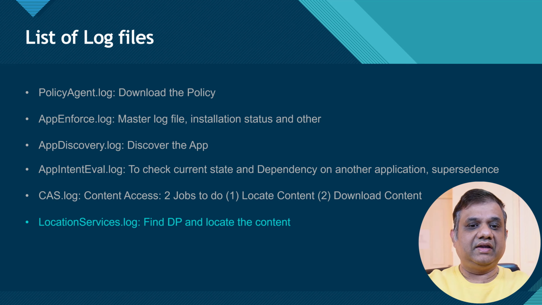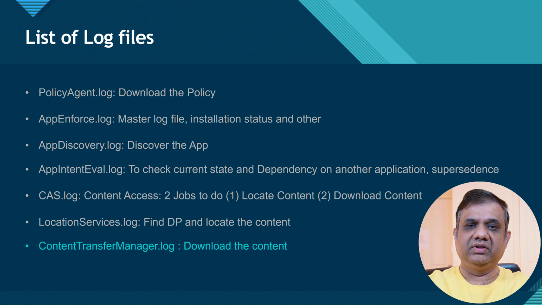CAS's first job, look for the DP, will be done through Location Services. Location Services is a log which will find the DP and locate the content. Location Services is not just related to finding the DP, it also looks for the MP as well, but our focus here is the DP. The second component for CAS is Content Transfer Manager. Content Transfer Manager will download the content. As we already have the location of the DP, now it will download the content.